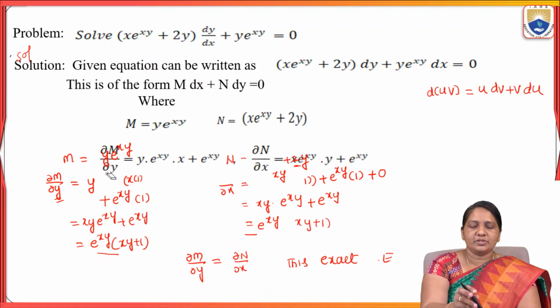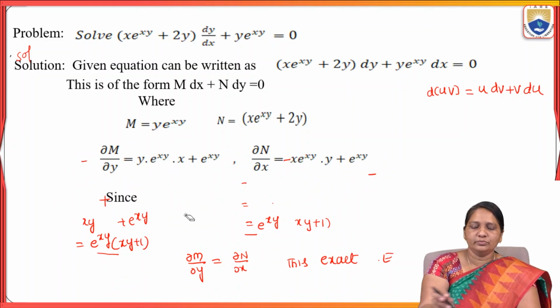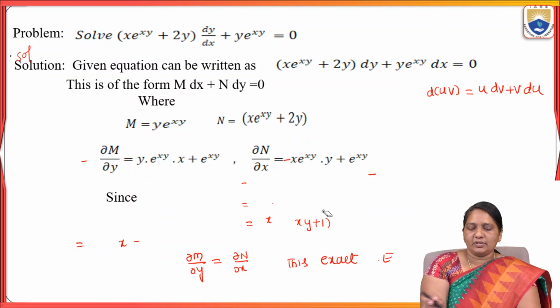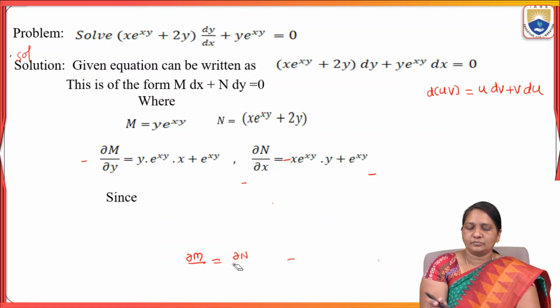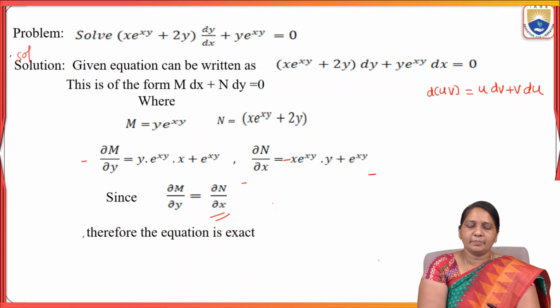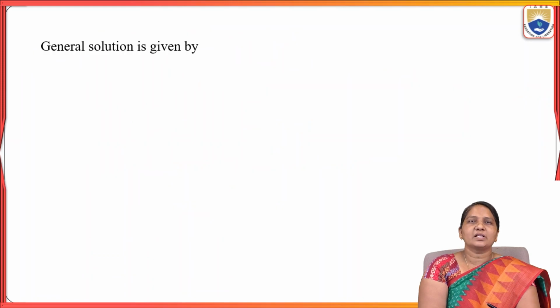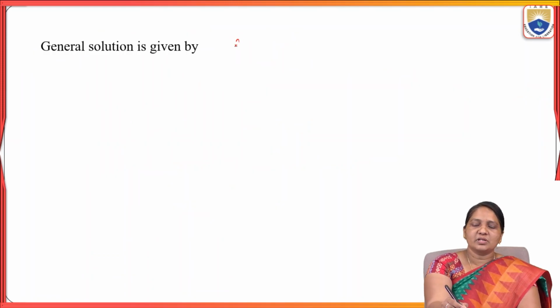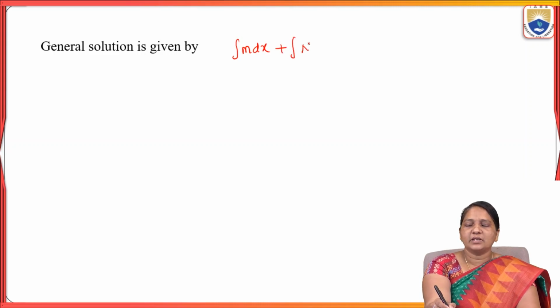Same thing we can observe here. Dou m by dou y value and dou n by dou x value, both are equal. So if these are equal, what do we have to do in the next step? The next step is we are going to find the general solution. What is the general solution? Integral m dx plus integral n dy equal to c.